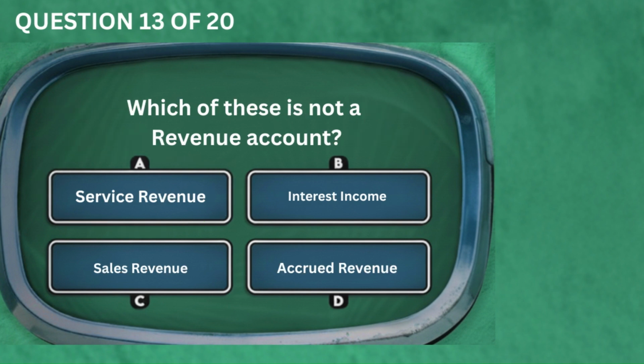Question 13. Which of these is not a revenue account? Options are: service revenue, interest income, sales revenue, or accrued revenue. The answer is D. Accrued revenue is a type of asset. It represents revenue that's been earned but not yet billed or collected.